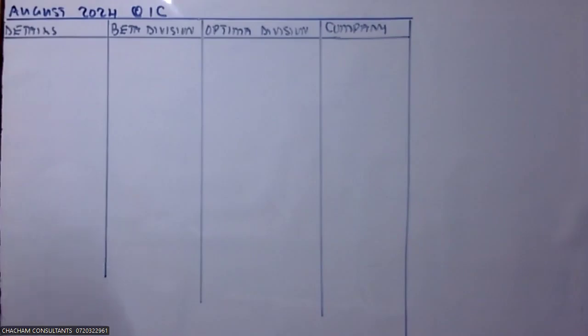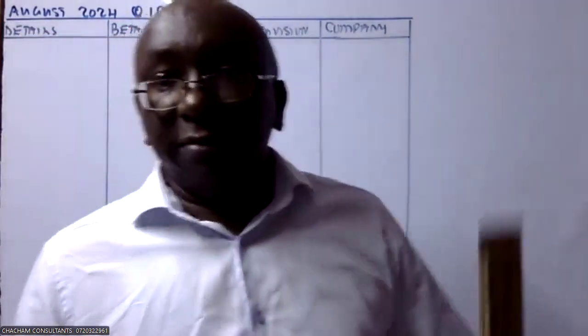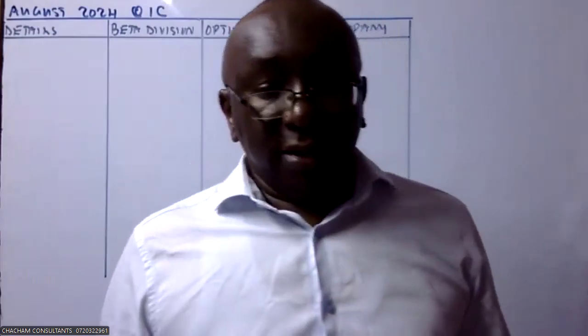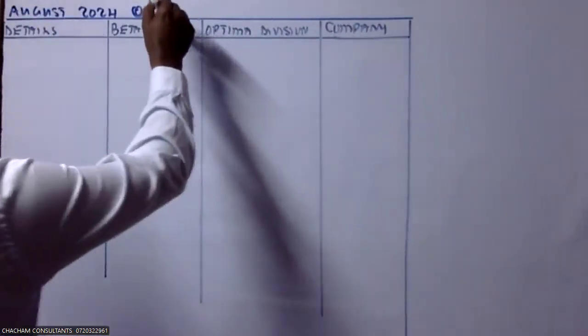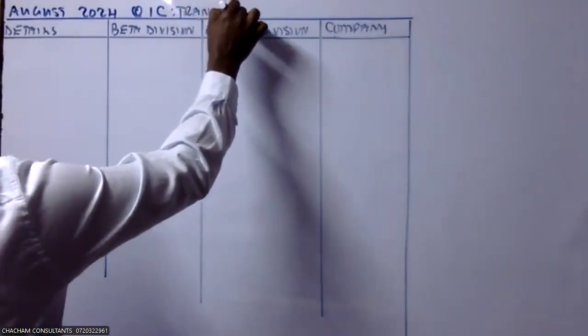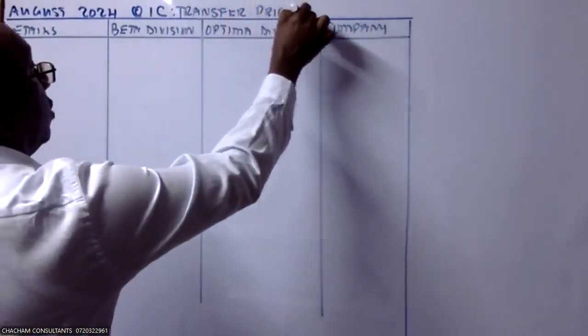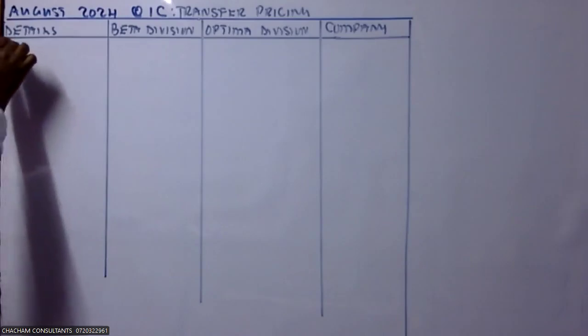So when we have it designed that way, we need to put the frame, how it will look like. Obviously, we have said the question is on transfer pricing. So what we are looking at in this transfer pricing is the income. So how do we get the income? From this question, we know that we will have revenue.